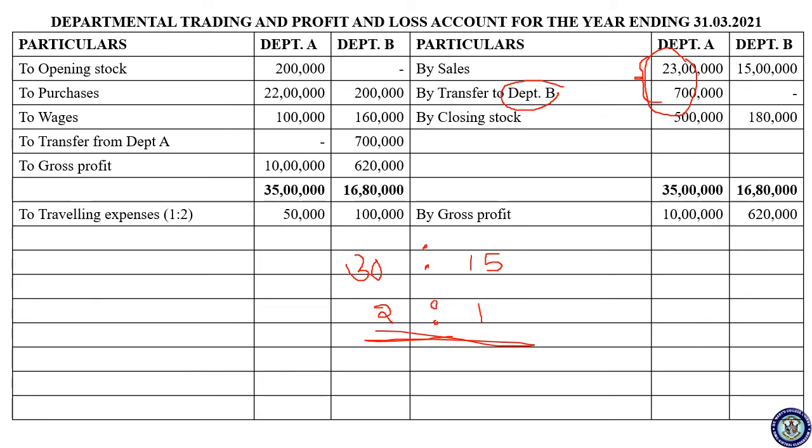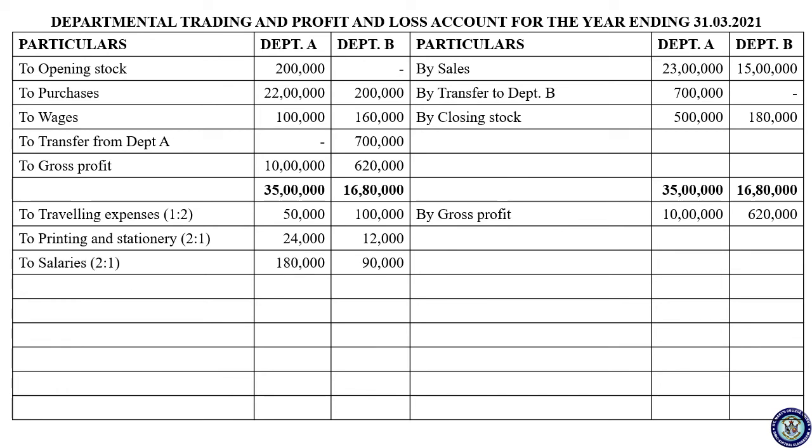Okay, so the ratio is 2:1. So write "To printing and stationery" in the 2:1 ratio: 36,000 into 2 by 3 for department A, and 36,000 into 1 by 3 for department B. Okay, next one, that is salary, again on the ratio of sales, that is 2:1. "To salaries", that is 2:1.